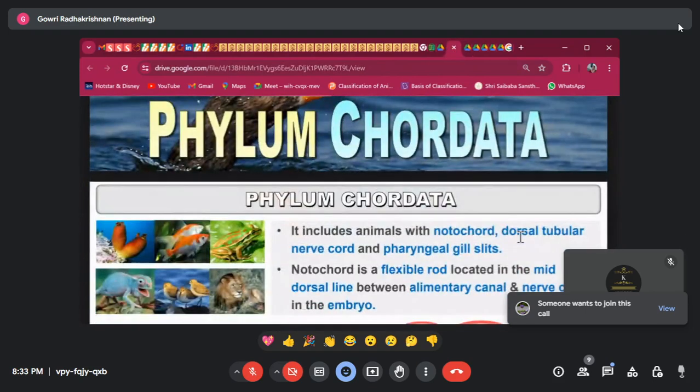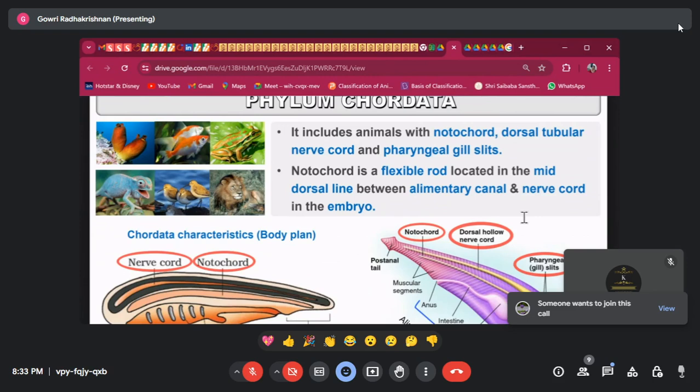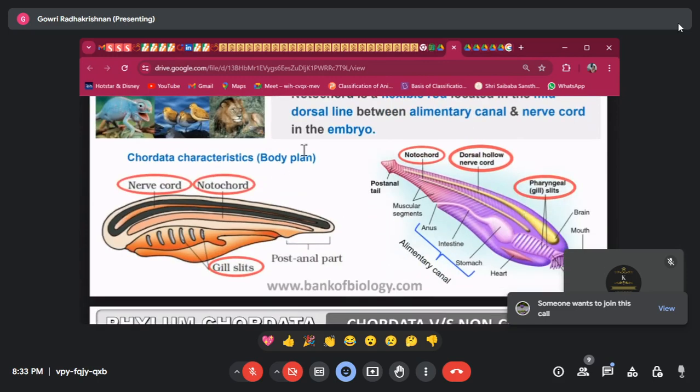Phylum Chordata. Phylum Chordata includes animals with notochord, dorsal tubular nerve cord, and pharyngeal gill slits. Notochord is a flexible rod located in the mid dorsal line, backside, between alimentary canal and nerve cord in the embryo. You can see this nerve cord, and here is the notochord.